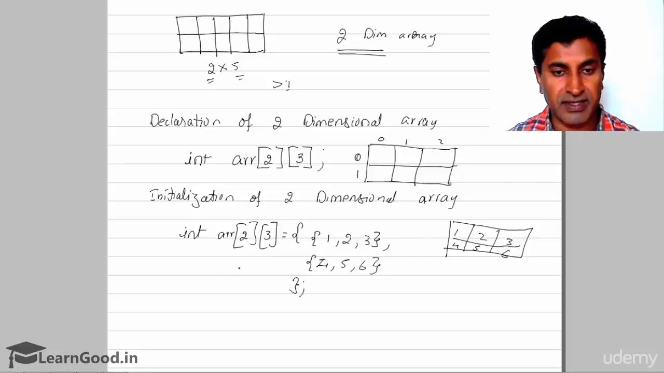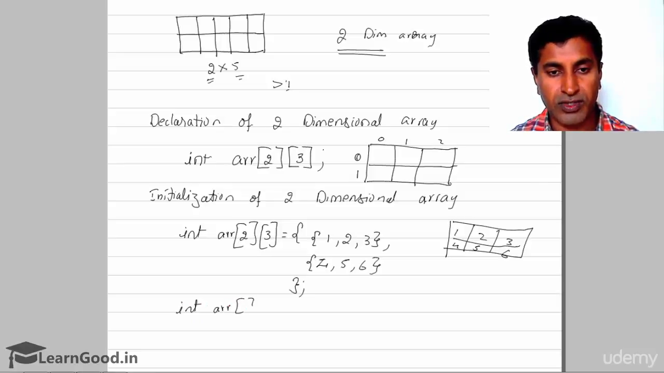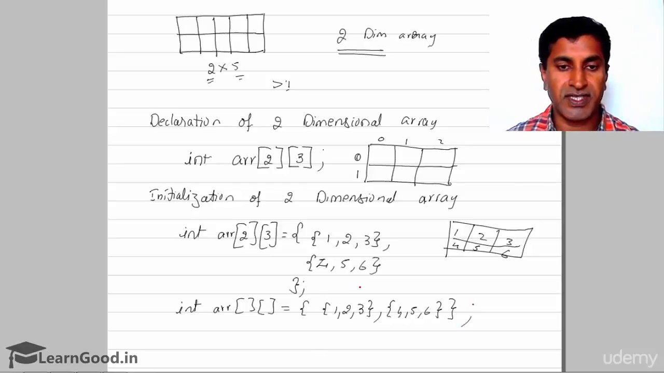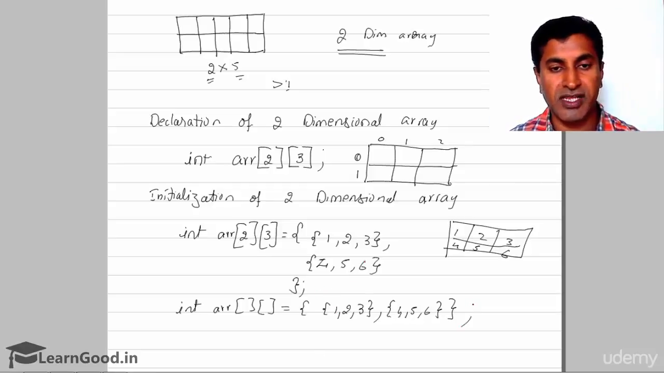So it can also be done like this. Instead of specifying the order, you can directly give int array open and close square brackets. Here I didn't mention the number of rows and number of columns. You can directly give the values. Open the curly brace, 1, 2, 3, close the curly brace. This is the first row. The second row can be given on the same line by giving a comma, again open the curly brace, it is 4, 5, 6. Close the curly brace and then close the outer curly brace. So this is how we can initialize the 2-dimensional array.